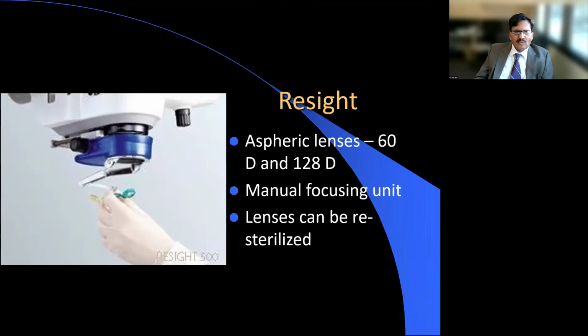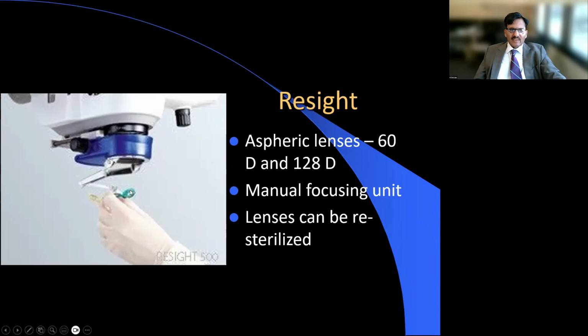The ReSight system is more popular, because half the world has Zeiss operating microscopes, and this is made by the Zeiss company. So naturally, it fits very easily with the Zeiss microscopes that you have. And as you can see here, it is a sterilizable attachment. That is a blue attachment here, and this is a hanging steel loop, to which you attach these two separate lenses. This is more of a 90 diopter lens, and the yellow one is more of a 120 diopter.